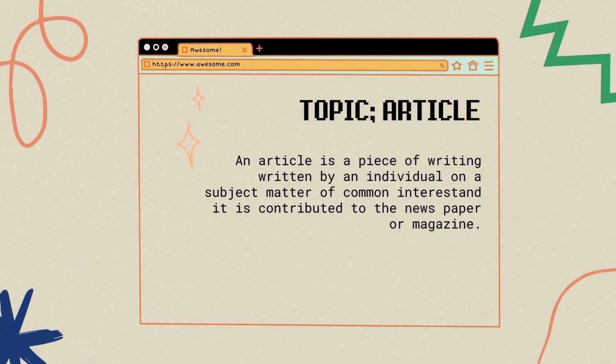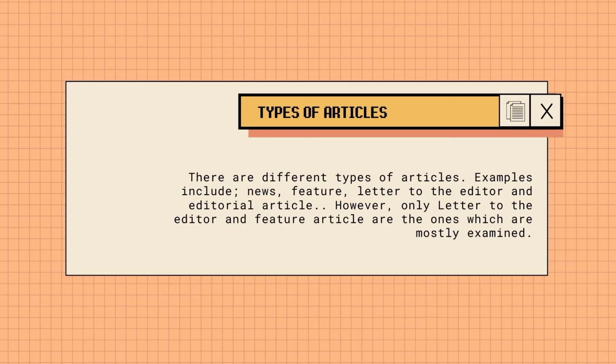Simple and straightforward. Now, there are so many different types of articles. This includes news article, feature article, letter to the editor, and editorial article. However, only letter to the editor and the feature article are the ones which are examined. Mostly the questions on article come either on feature article or letter to the editor, especially letter to the editor. They like it. So we're not going to beat about the bush.